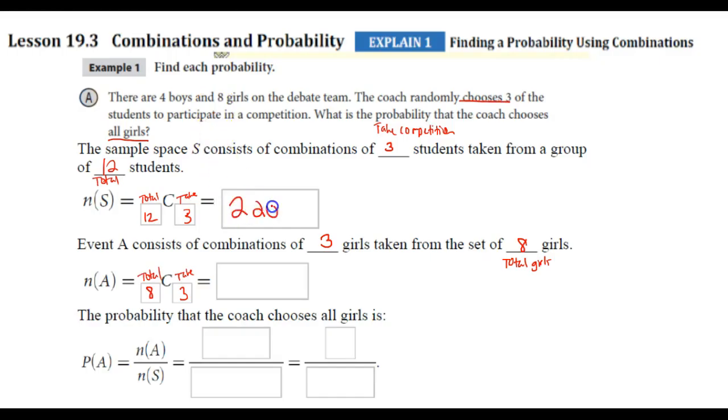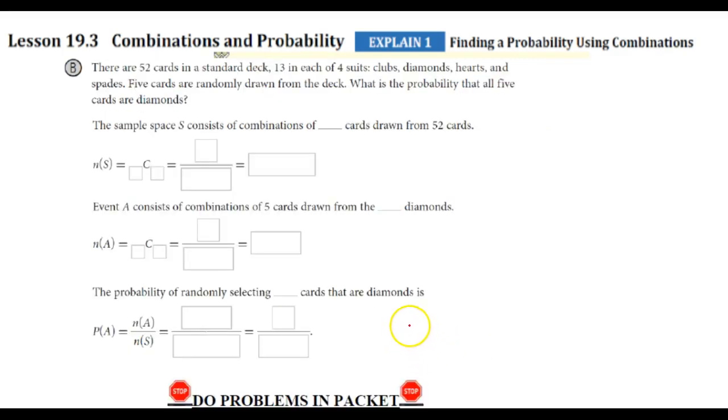So let's write that down on our piece of paper. That would be 56 over 220. Remember, that's 56, our event A. Our sample size was 220, not 222. And with that reduced to 14/55. Awesome. Let's go ahead and go to part B.